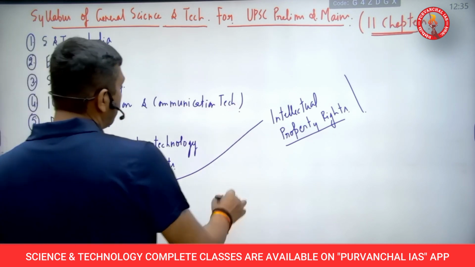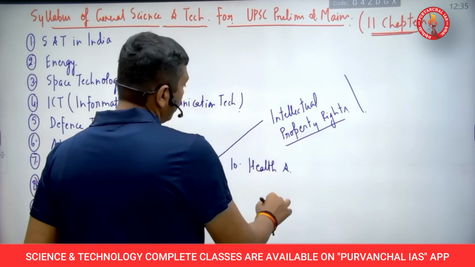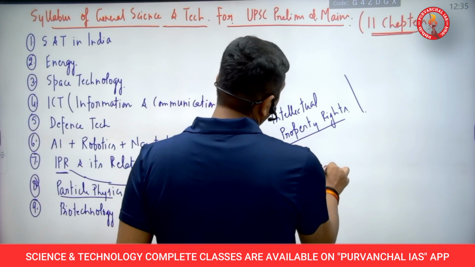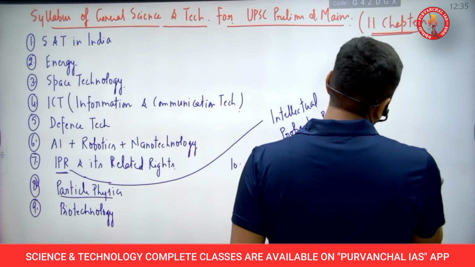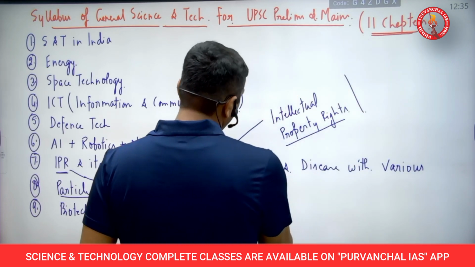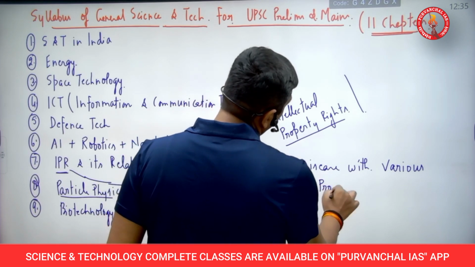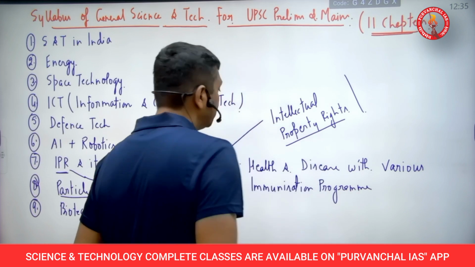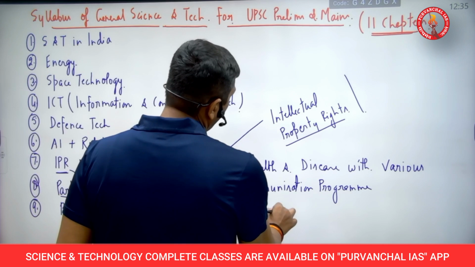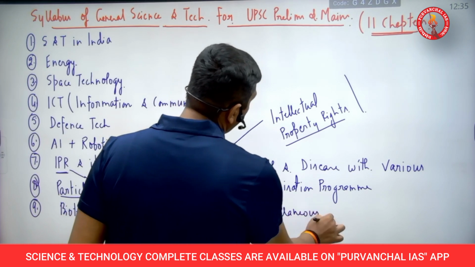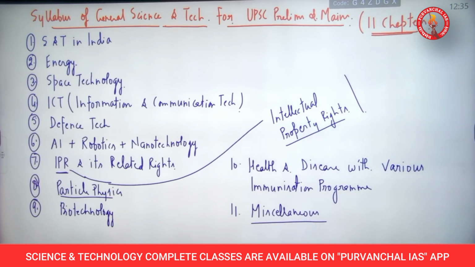After it, I'll tell you 2 more chapters. The 10th chapter is health and disease with various immunization programs. And the 11th one is miscellaneous topics. A lot of topics will be part of miscellaneous. I'll discuss them slowly and gradually.